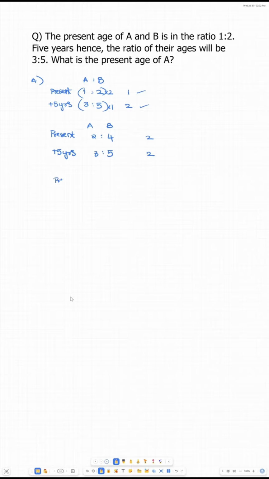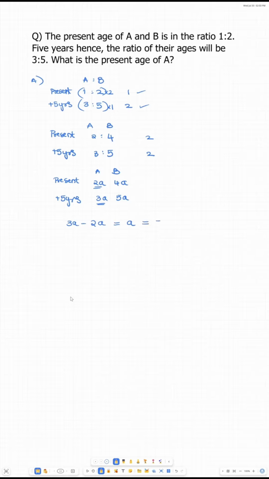This implies that the present age of A will be 2A and B will be 4A, and after 5 years, the ages of A and B will be 3A and 5A. 3A is the age after 5 years and 2A is the present age. The difference between these two is A, which is 5 years.